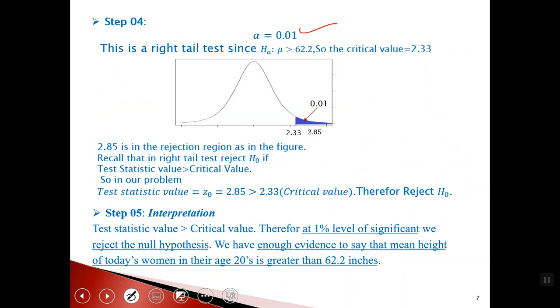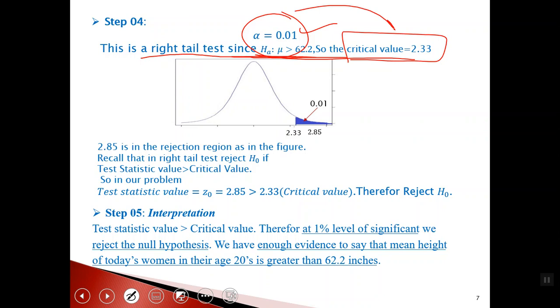Since this is a right tail test, this is your claim. In the critical value case, after you figure out your alpha value, you have to find the Z value based on this alpha value. So the critical value goes to 2.33 based on this value. Do you remember how we figured out those values?